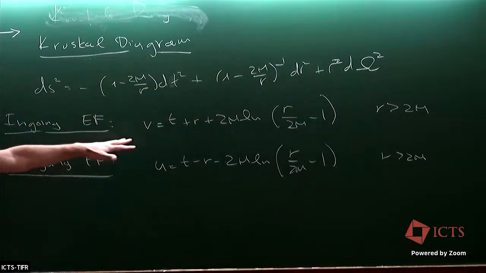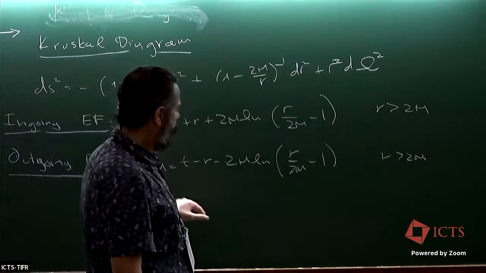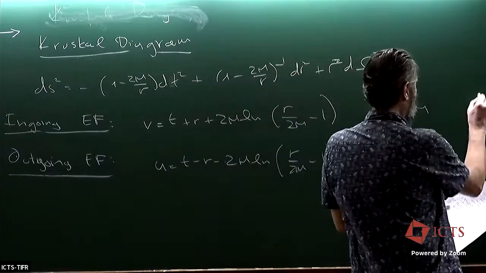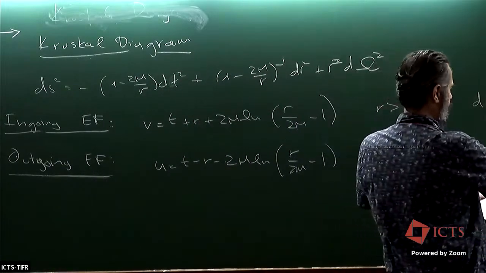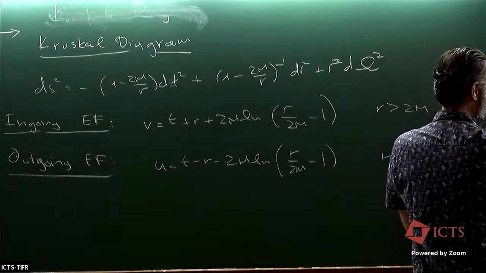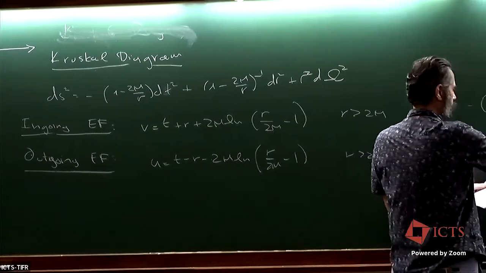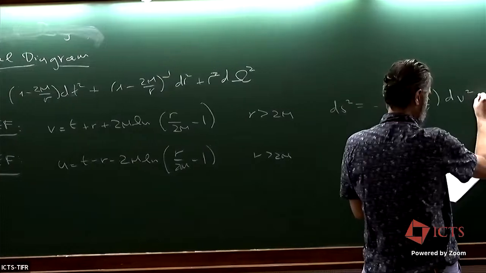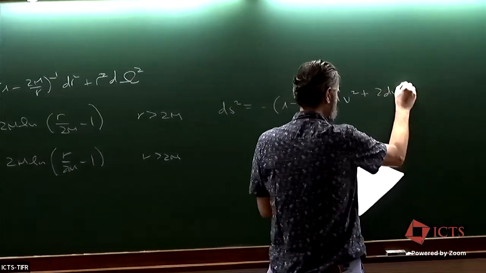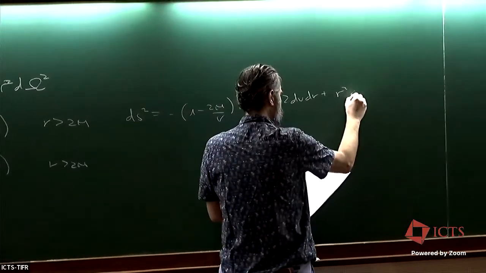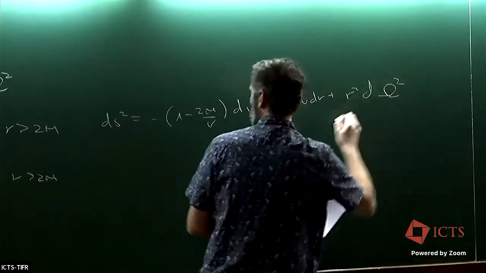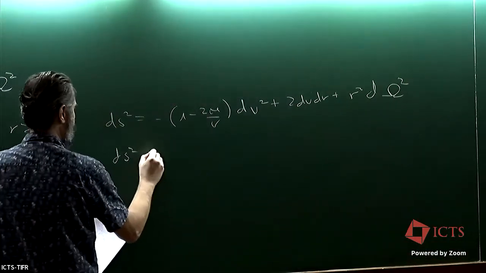And then if you swap the time coordinate with either of these coordinates, then you can rewrite the space-time for the exterior in this way, or that way.